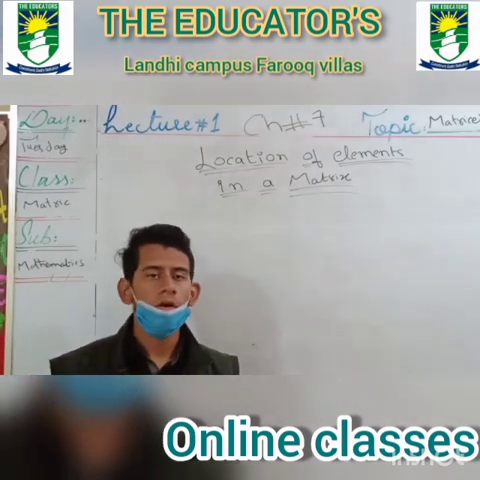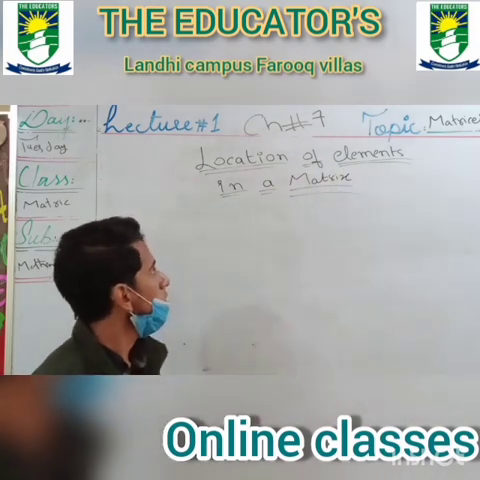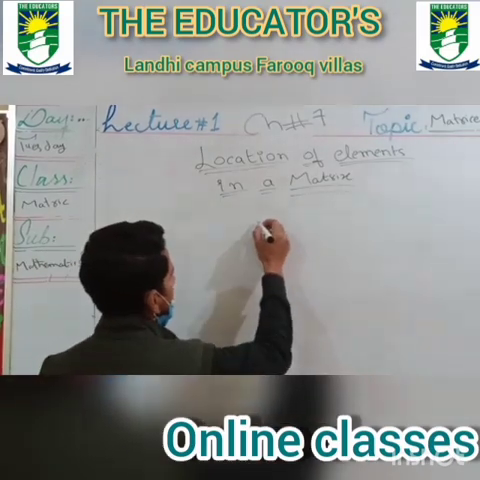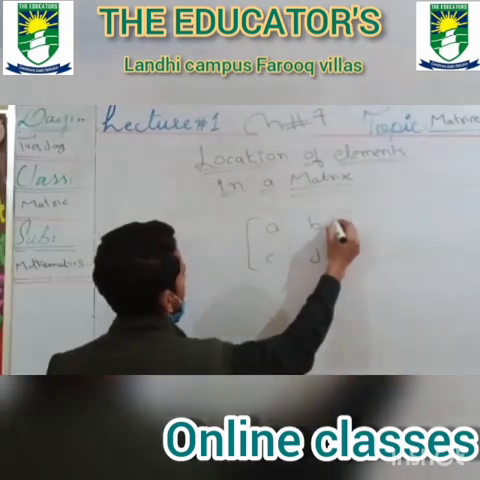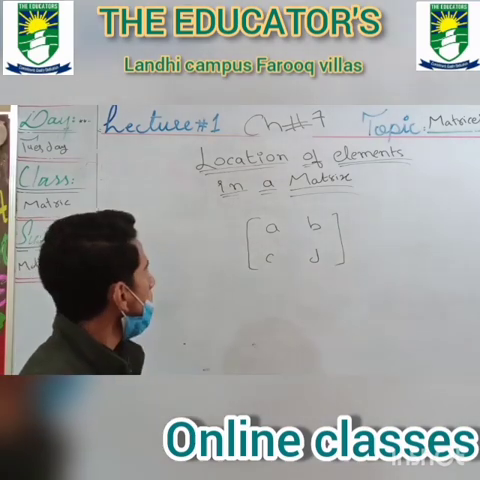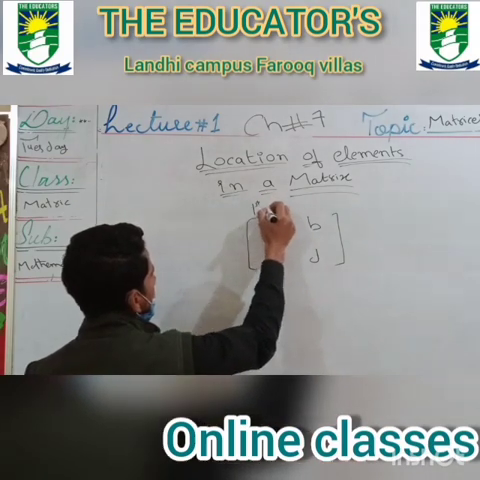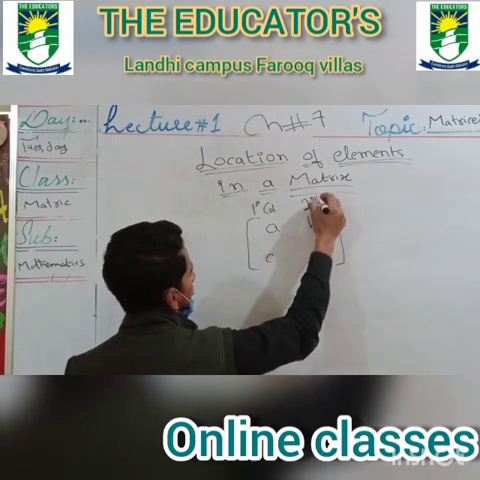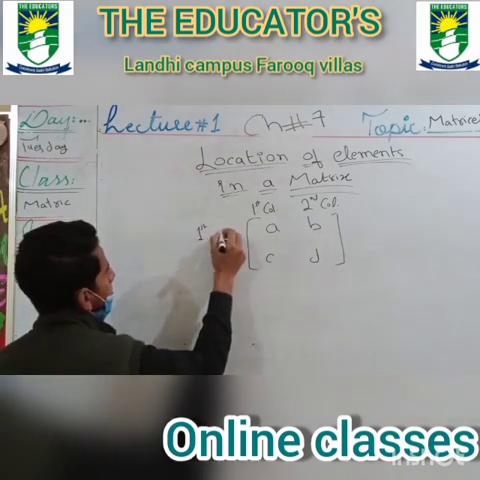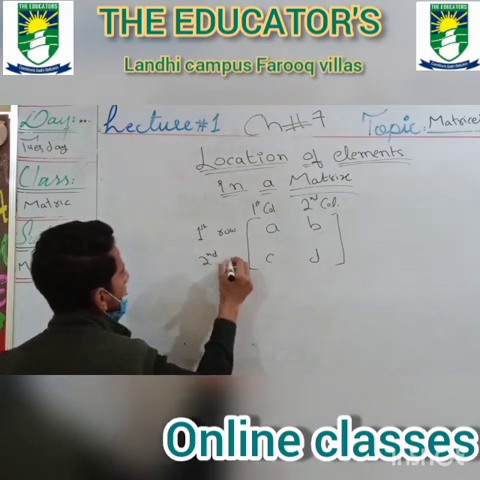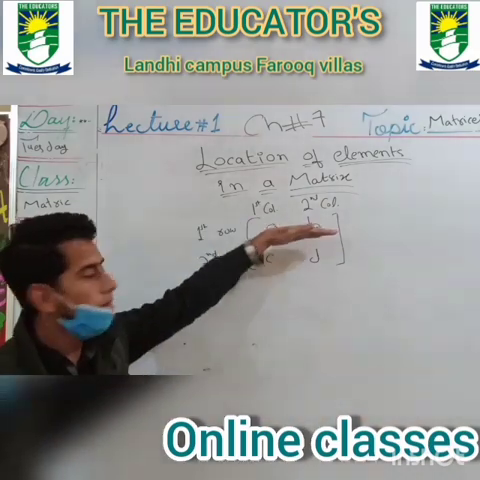Now after understanding the order of matrices, we are moving to another topic, the location of elements in a matrix. For the sake of your understanding, I am writing yet another example here: A, B, C, and D. First of all, you have to figure out the number of rows and the number of columns. So this is the first column, and this is the second column. Horizontally, this is the first row, and here is the second row.